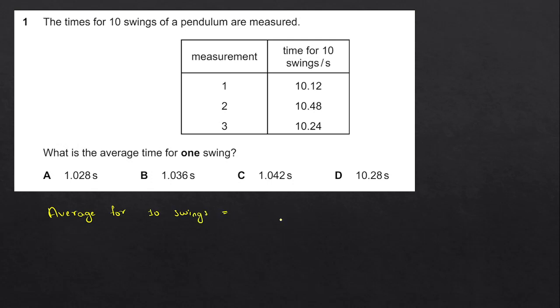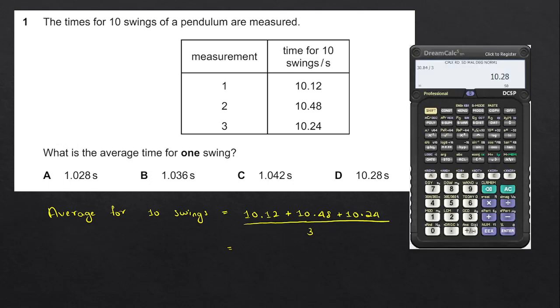If I take the average for 10 swings, we have to find the sum of three measurements. So let's say 10.12 plus 10.48 plus 10.24 divided by the total number of measurements that have been made. That would be 3. So let's open up our calculators and let's try to solve this. So let's key in the data.